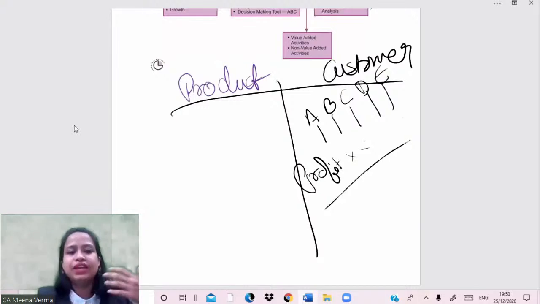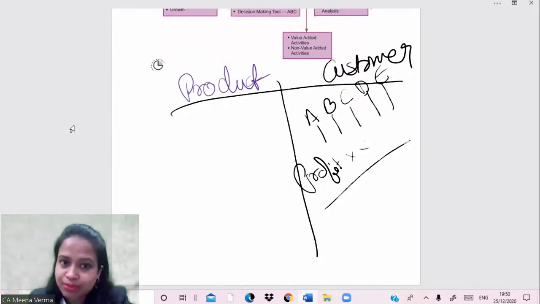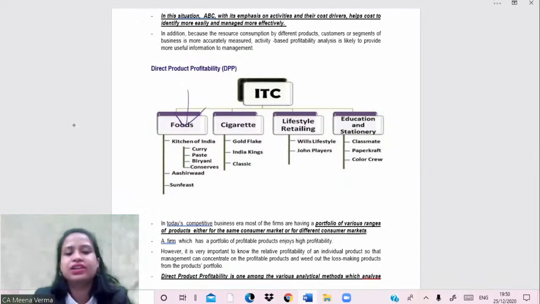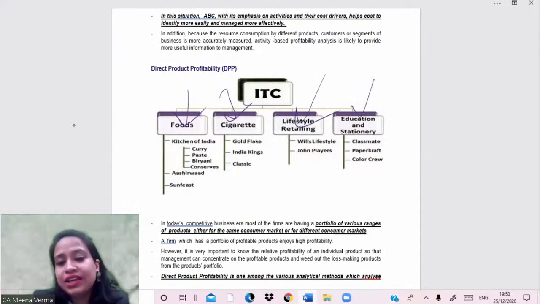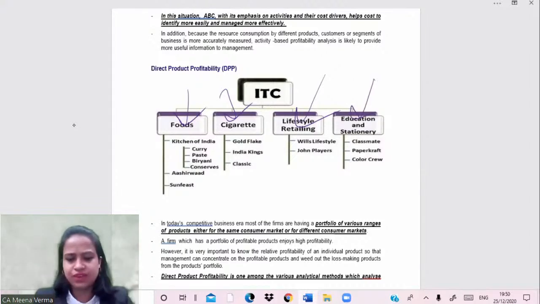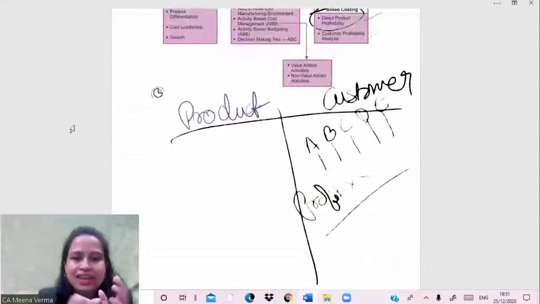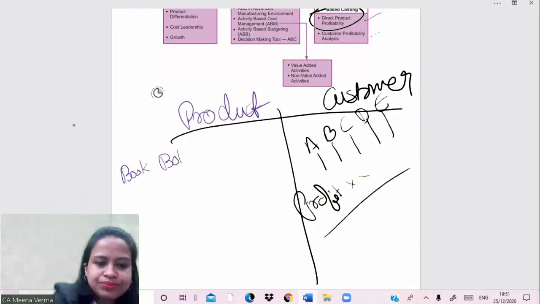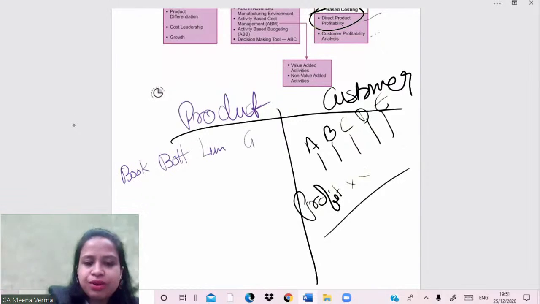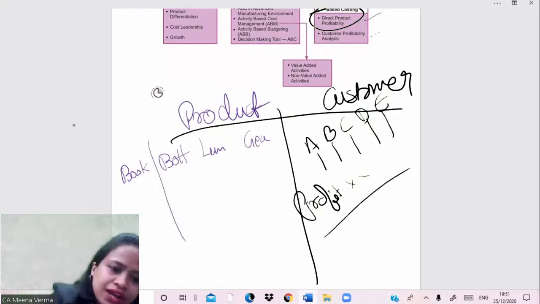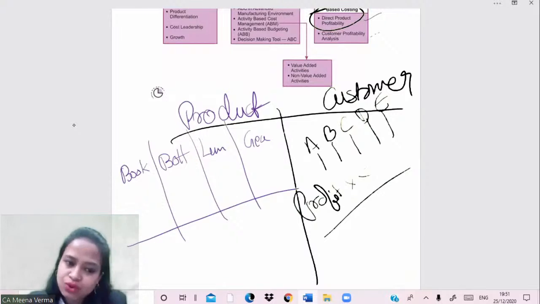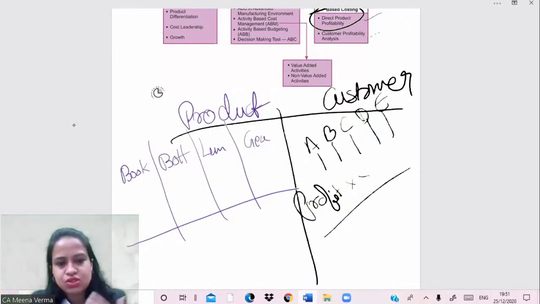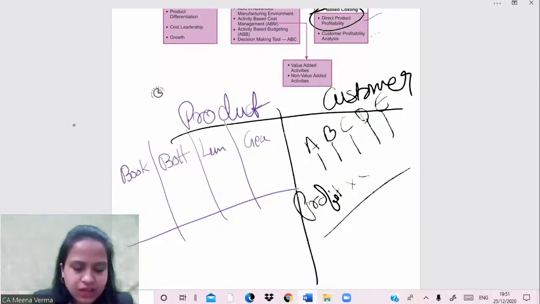There are many companies who produce and sell different kinds of products in the market. For example, I have taken ITC. They sell food, cigarettes, lifestyle retailing products, education and stationery related products, many kinds of diversification. For example, my organization sells books, bottles, lunch boxes, and geometry boxes. These are the products which my organization is selling. I want to analyze the profit which I am generating from these products. I will keep on producing the product which is more profitable for me, and I want to leave the product which is not profitable for me. For that, we need to do this product profitability analysis.